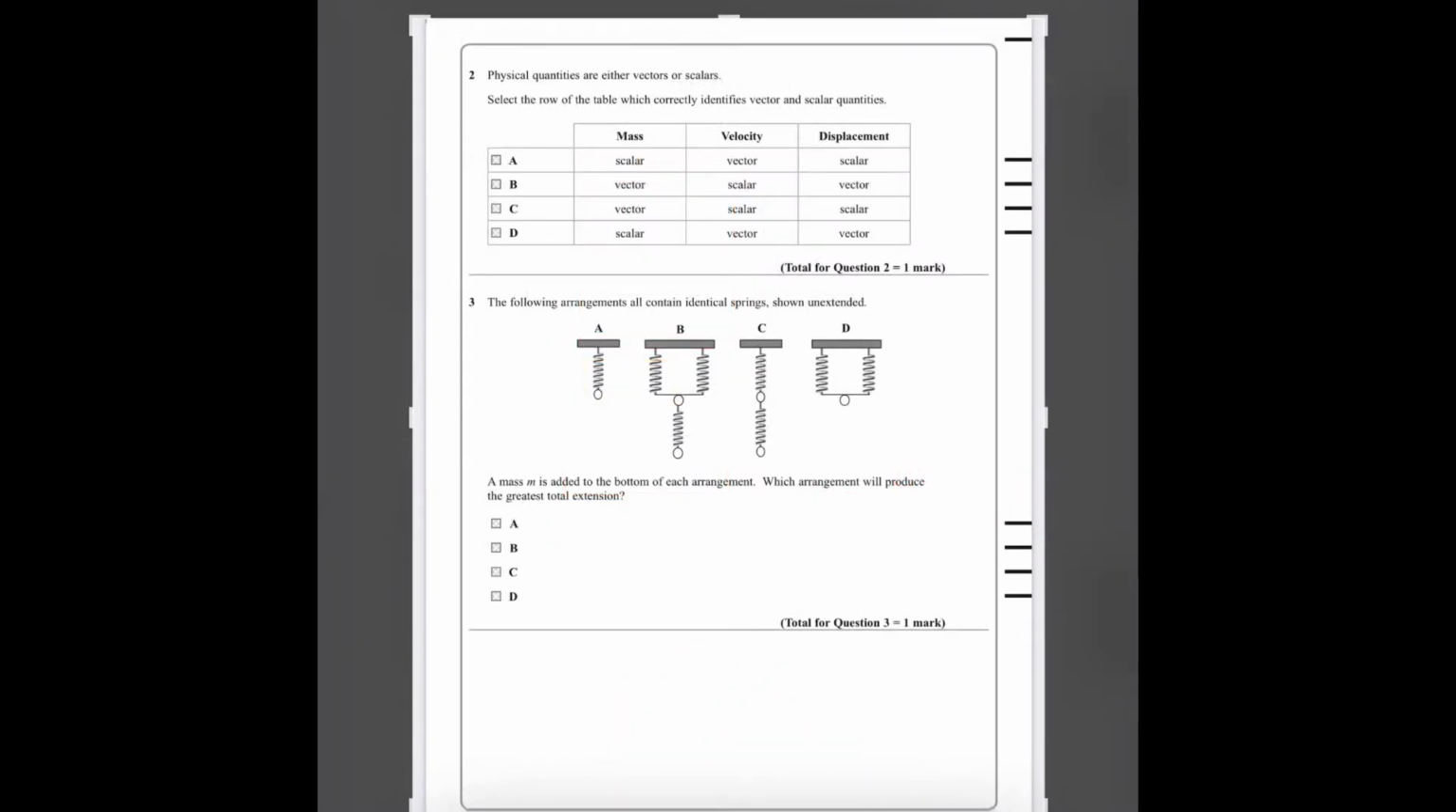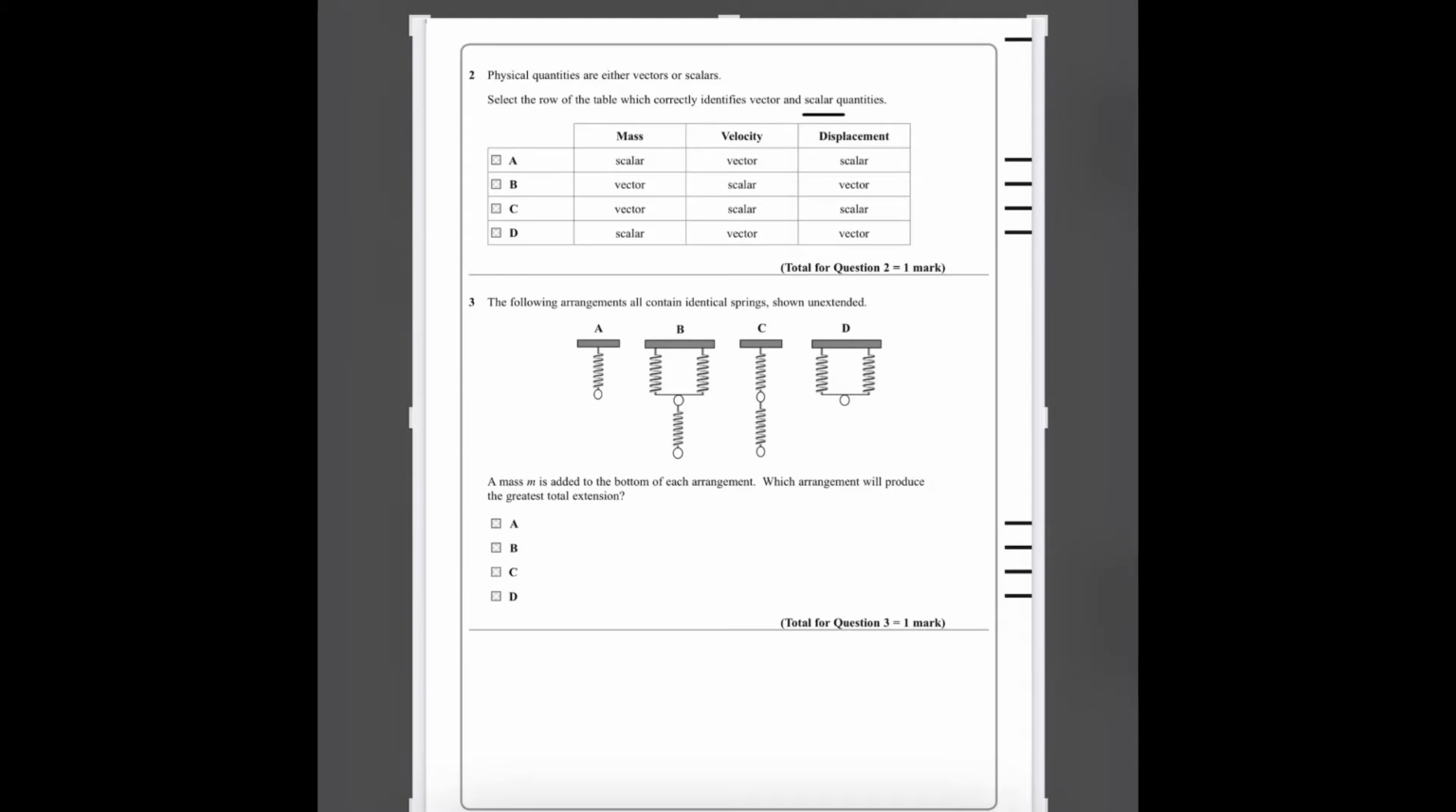Number 2. Physical quantities are either vectors or scalar. Select the row of the table which correctly identifies vector and scalar quantities. So what is a scalar quantity? Scalar quantity is a quantity which has only magnitude but no direction, right? It only has a magnitude but no direction. This means that a magnitude simply means that there is only a value but no direction.